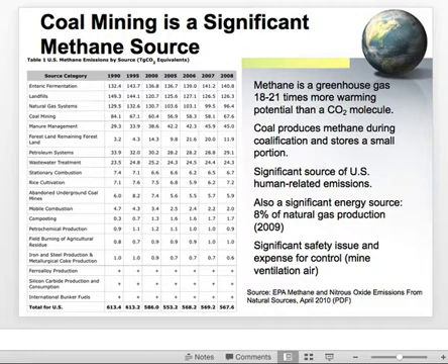Coal mining is a significant methane source, and of course it's a greenhouse gas, and so this 18 to 21 times potential per molecule than CO2, has more modes and other reasons as well. We certainly get methane formed during the coalification process, and through the process some of this is collected and absorbed.